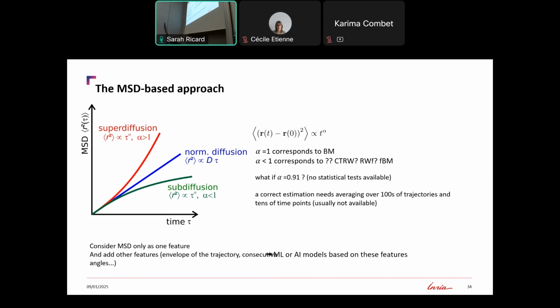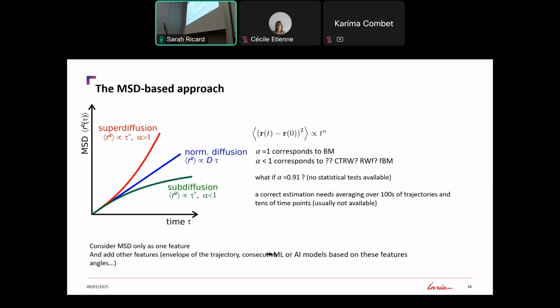Let's say I will describe my trajectory with other quantifiers, other features. For instance, you can measure the envelope of the trajectory and use it as another feature. You can measure the consecutive angles, I mean, when I get from A to B and B to C, what is the angle? That's the average angle or the variance of the angle. That's another possible feature. So at the end of the day, for each trajectory, you can have a number of different features that describe this trajectory.